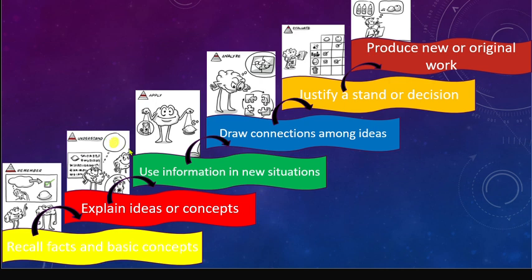So let's understand with an example. In the first step, remember, we recall facts and basic concepts. In the second step, understand, we explain ideas or concepts. Then we use this understood information in new situations, and try to draw a connection between the ideas, which one is new and old; justify a stand or decision, then we justify our decision, and at last produce a new or original work.